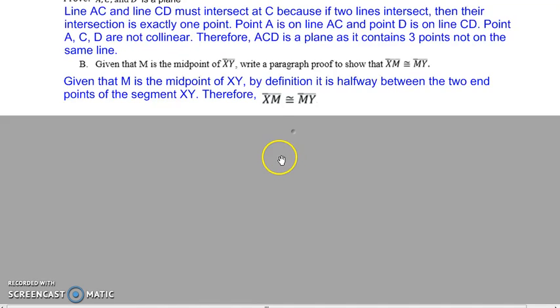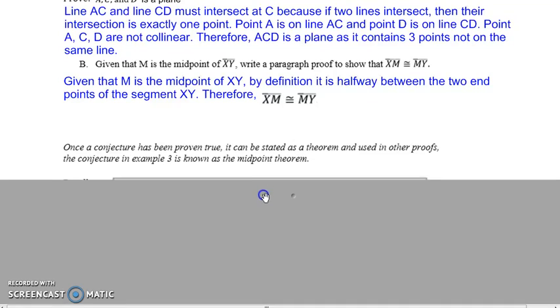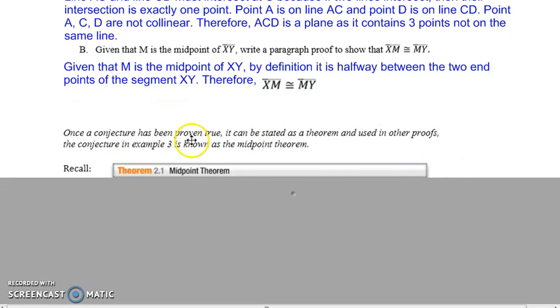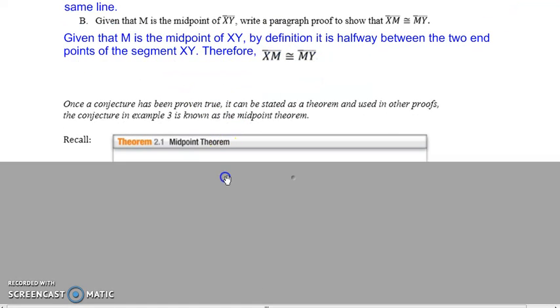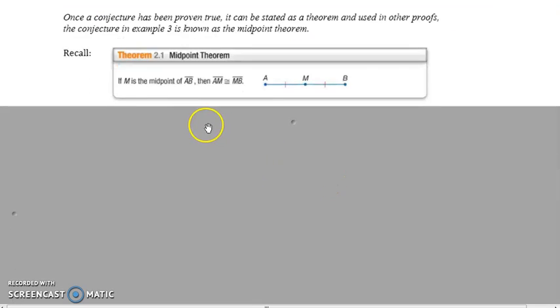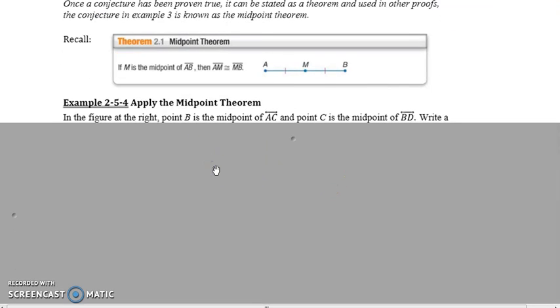All right, so now we're going to talk about how once a conjecture has been proven true, it can be stated as a theorem and used in other proofs. So for this one up here, this midpoint, we can go ahead and call it the midpoint theorem. So we can go from, if M is the midpoint of AB, we know this is congruent to this, because we've already basically proved it in the past.